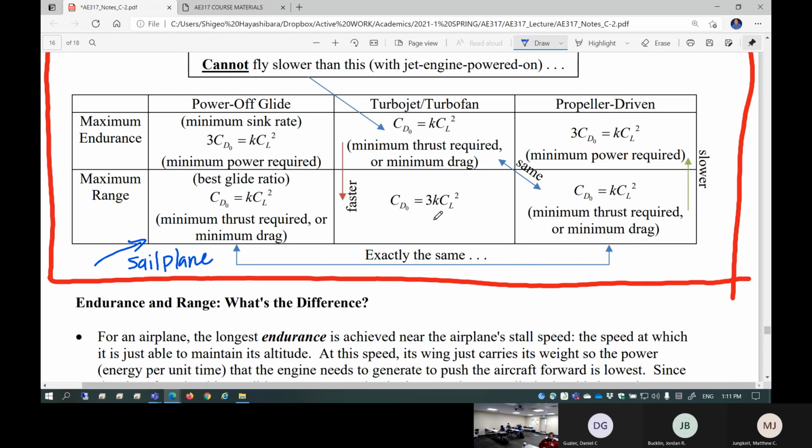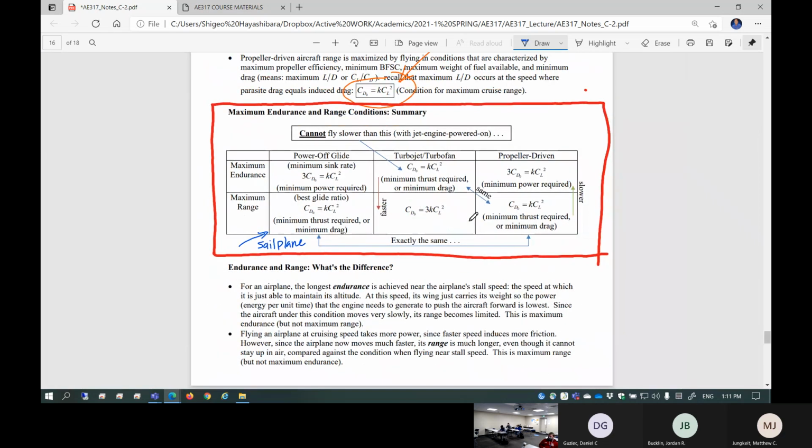So this is a very, very confusing subject, range and endurance. It's guaranteed to show up on exam 2. I can say right here, right now, I'm going to give you at least one problem dealing with range and endurance. Too bad. So you have to understand.